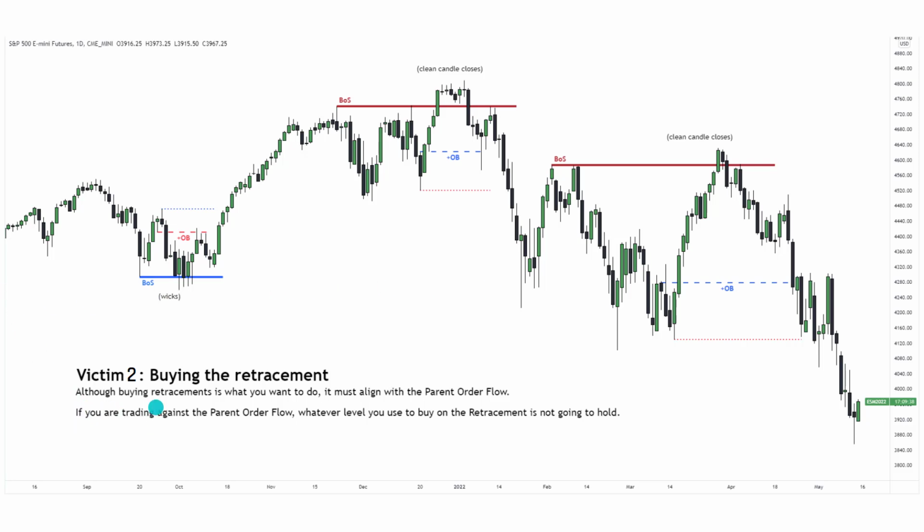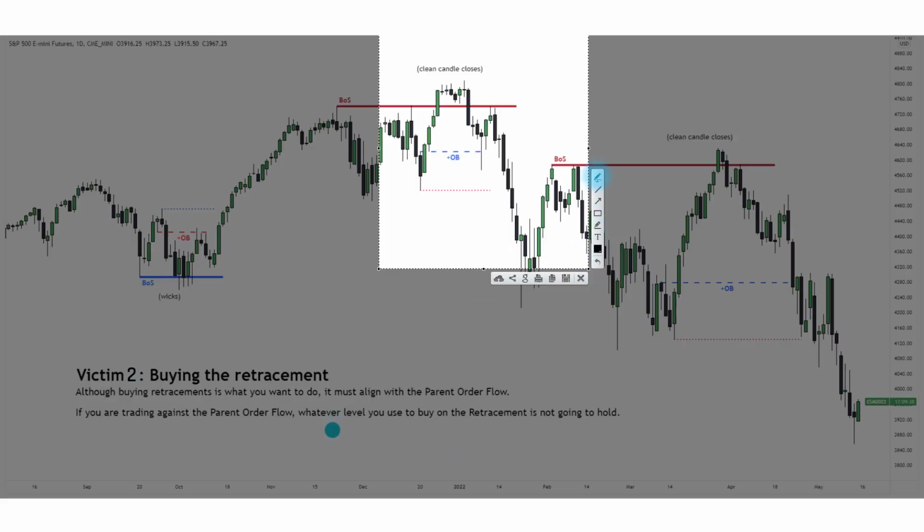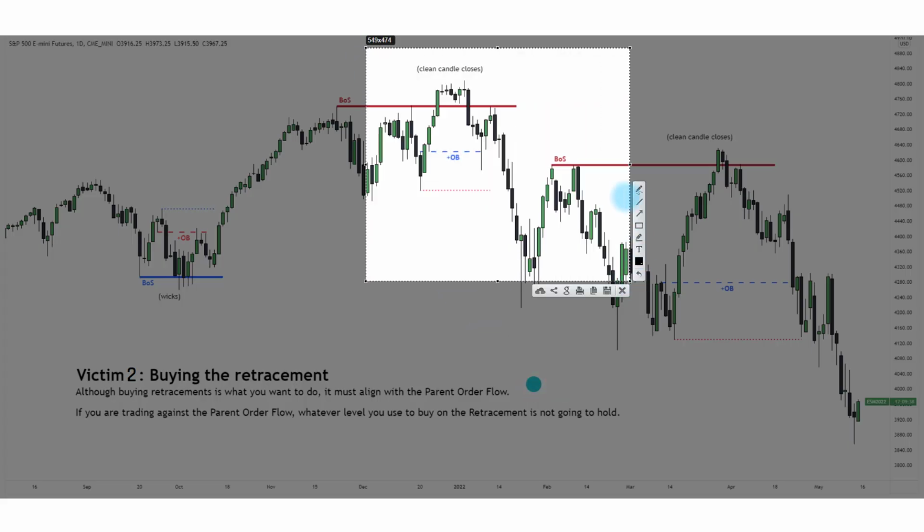So although buying retracements is what you want to do, it must align with parent order flow. So instead of buying this retracement here at this order block for a higher low and expecting a higher high, what you should have done is sold this retracement for a lower low. You see, this one plays out because it's trading with the parent order flow, which is a run on highs. That's a purge of liquidity, and then that's your short setup there.